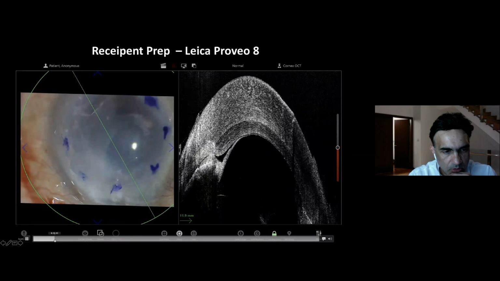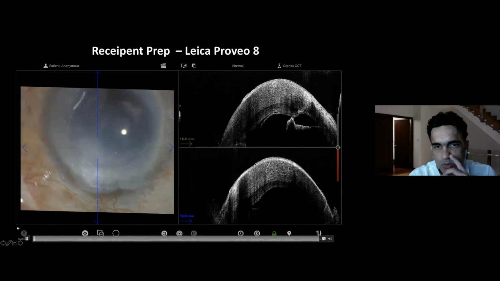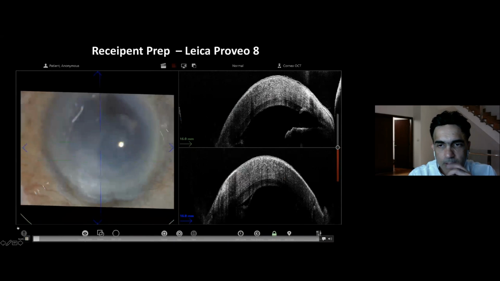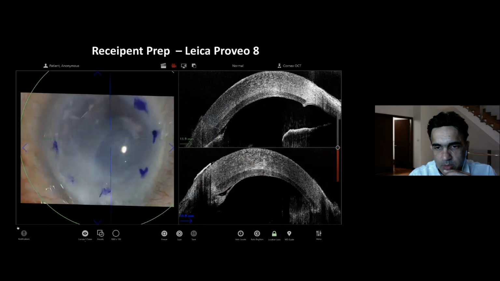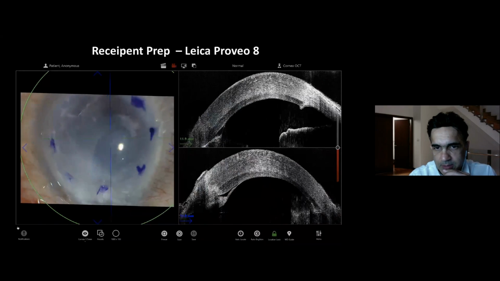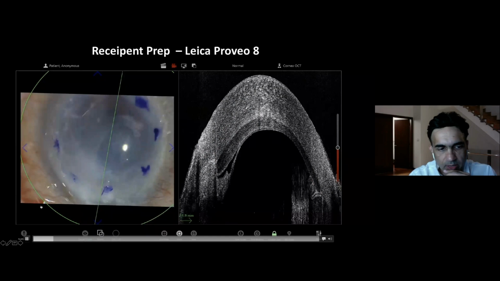Just wait for this to move around. Oops, just load this back up again. Okay, so we just see this again. You can see the back of the graft, and you can see the adhesion there between the Descemet membrane. Obviously, it's a pseudophakic case, and we use a 360-degree scan to go all the way around.